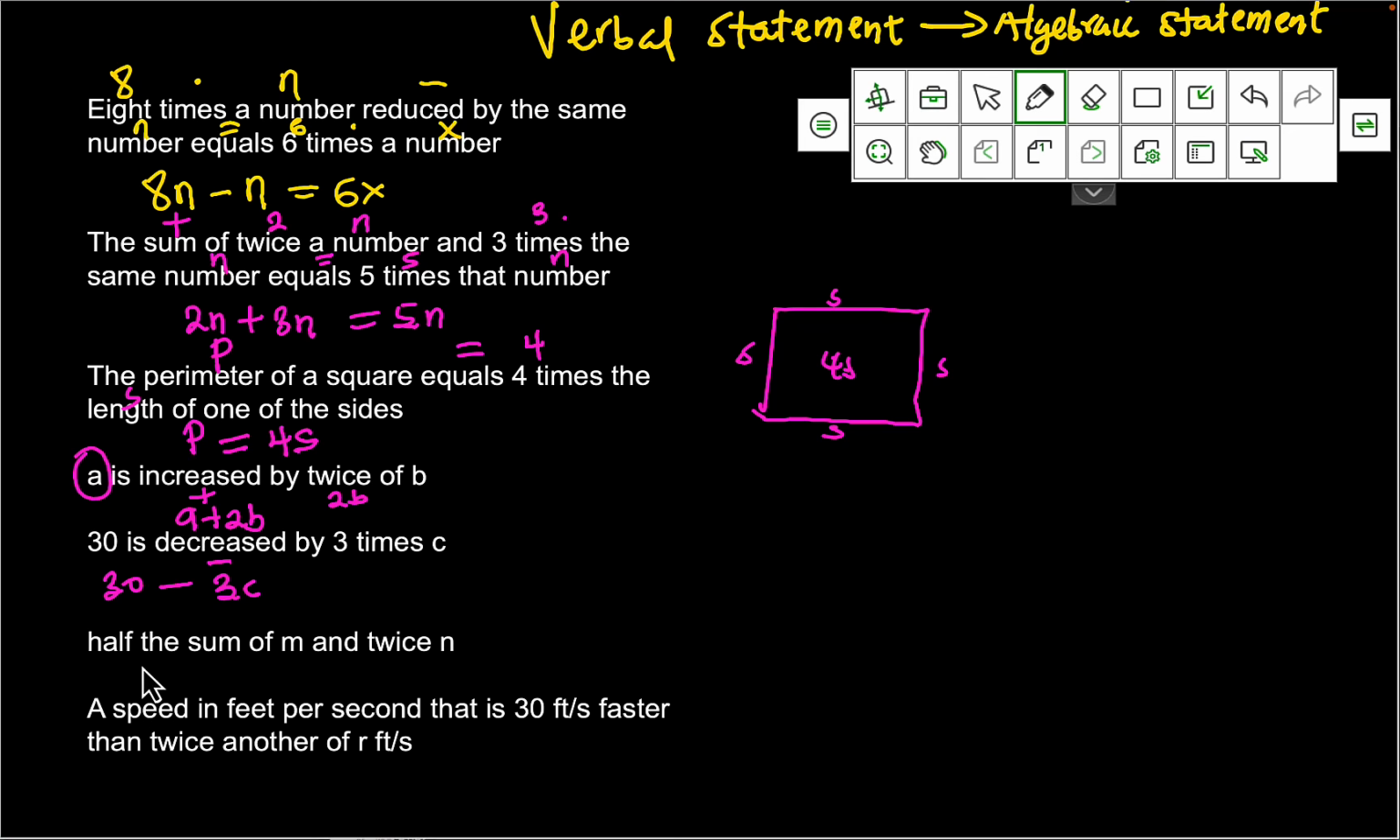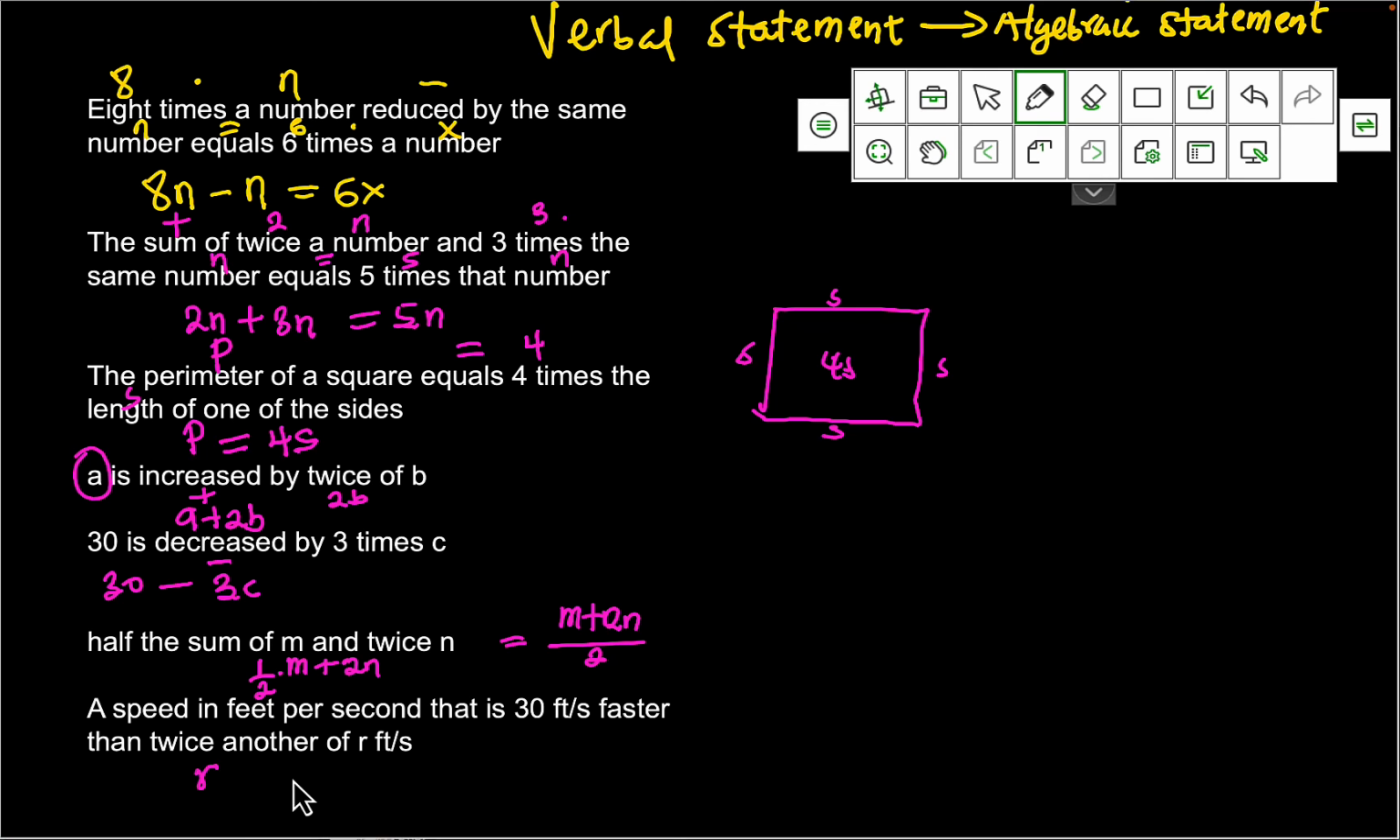You got it. Half the sum of m and twice of n. So what is the sum of m and n? So m plus twice of n. Get it? So this is the sum, and half of that means that we divide by 2. So that would wind up as m plus 2n all over 2.